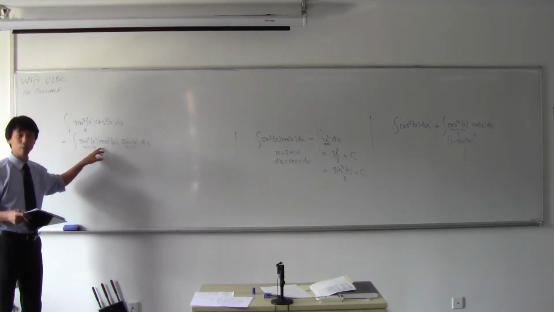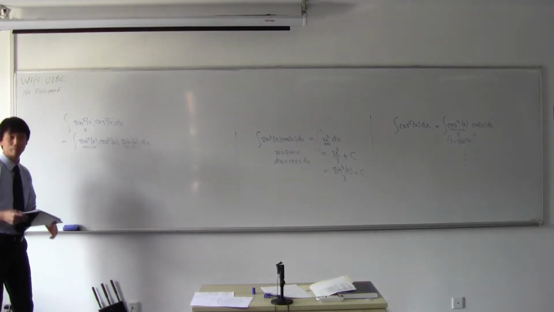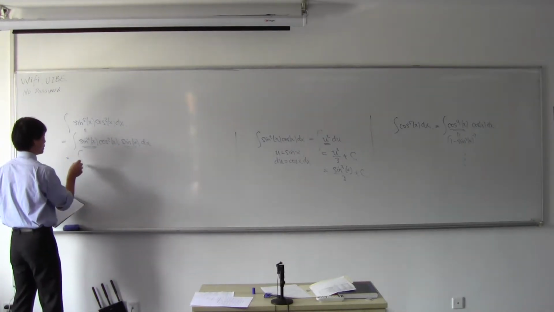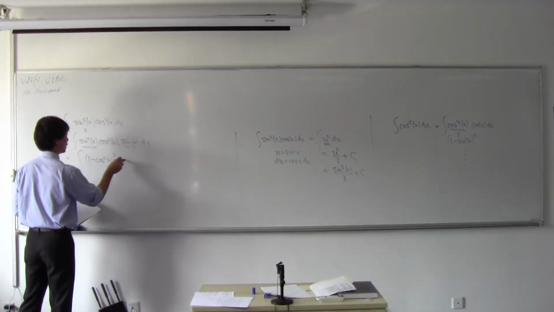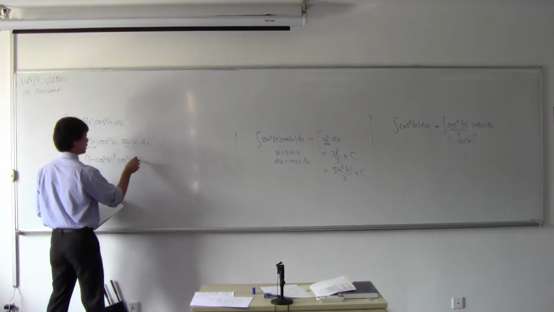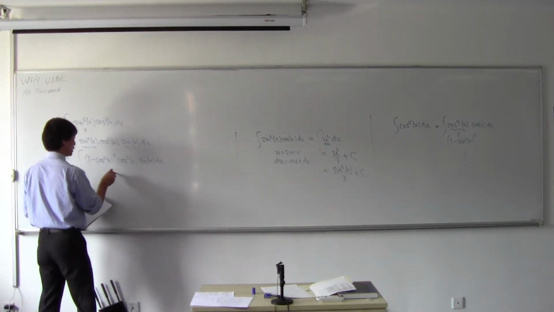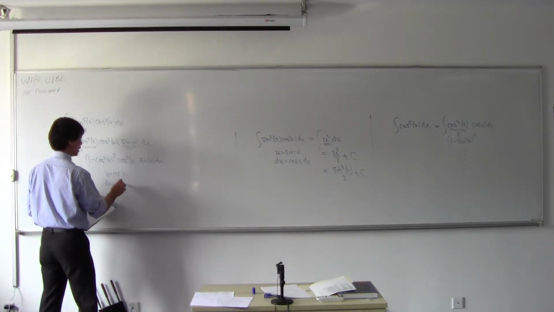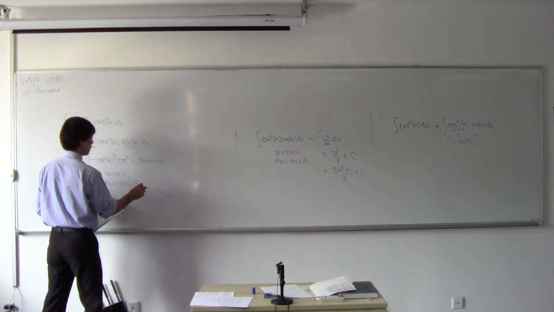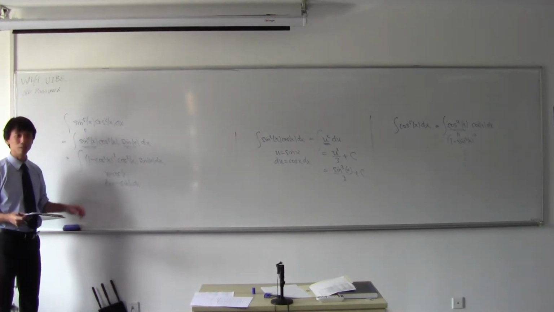Cosine will be my u, and I have some multiple of the derivative here. So you say, okay, this is going to be 1 minus cosine squared x, squared, times cosine squared, and then something. So you take your u to be cosine. du is going to be negative sine. And then you go on from there. I'm not going to do it. It's not interesting.